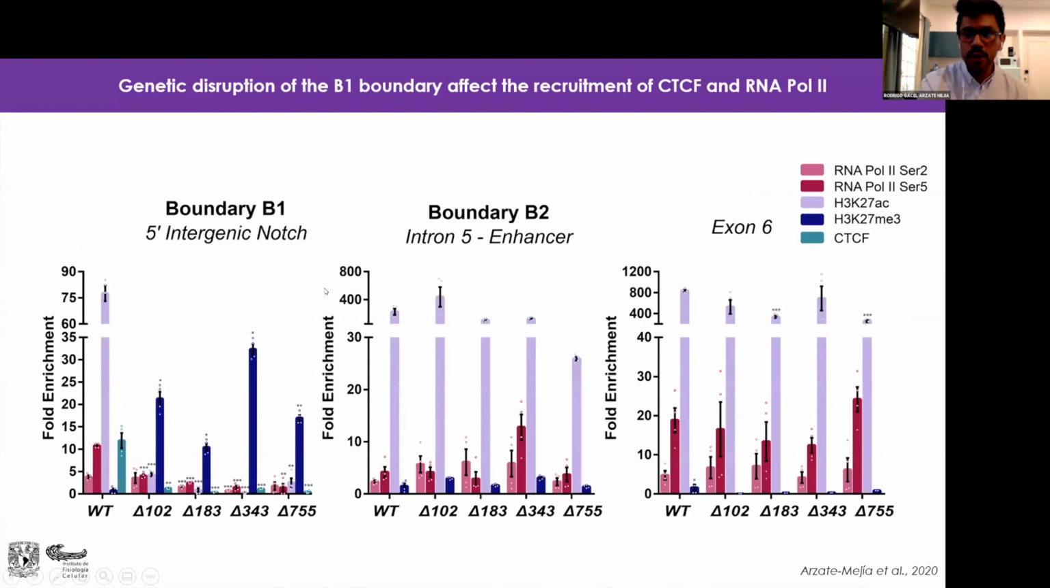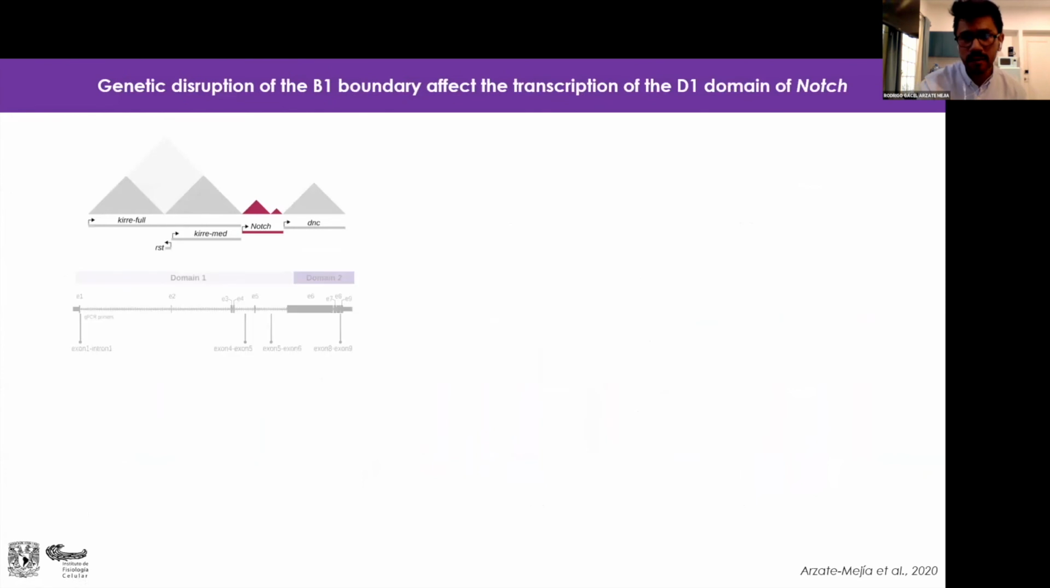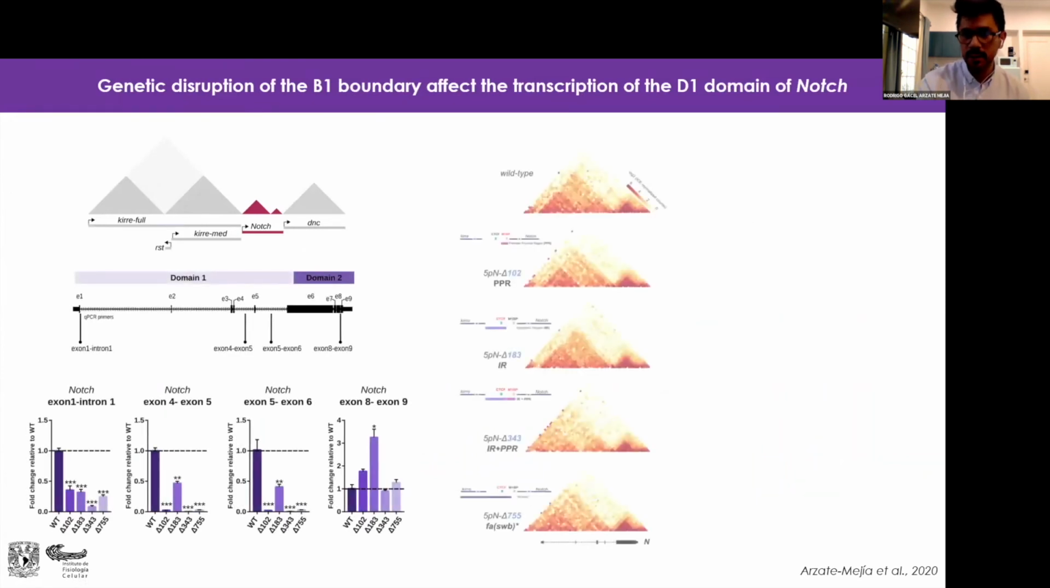We observe that the deletion of this first boundary results in the loss of RNA Pol II and H3K27 acetylation, as well as the gain of H3K27 trimethylation, and that the deletion or manipulation of the first boundary did not affect the other boundary of Notch, nor other regulatory elements located on exon 6. Then we related our findings with transcription, and we found something very interesting. The manipulation of the boundaries does affect transcription, but just of the exons that were located in the very first domain of Notch.